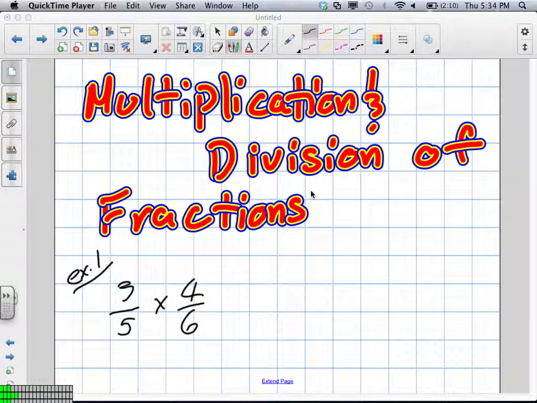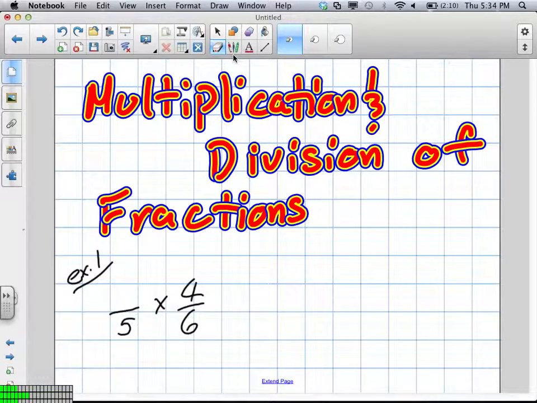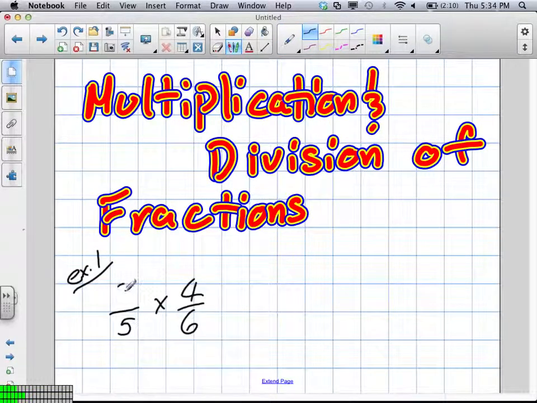Okay, multiplication and division of fractions. Personally, once you learn this, it's actually easier to do than adding and subtracting fractions. You just got to remember the rule. When you multiply and divide, do you need a common denominator? You do not need a common denominator.